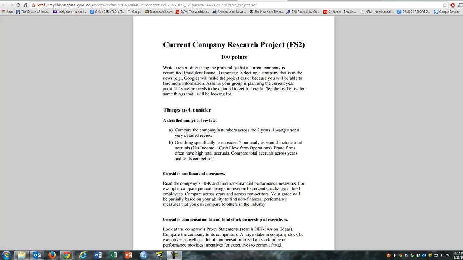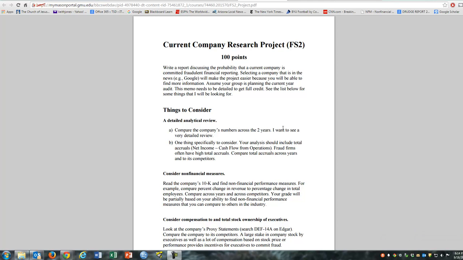It could be a growth company. That's what happens with companies that are growing. They have a lot of sales and the receivables are up, and so they just haven't collected the money yet. But companies that are committing fraud traditionally have much higher income relative to cash flow from operations.